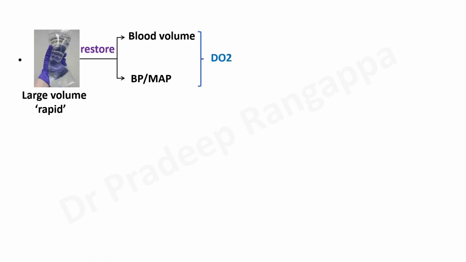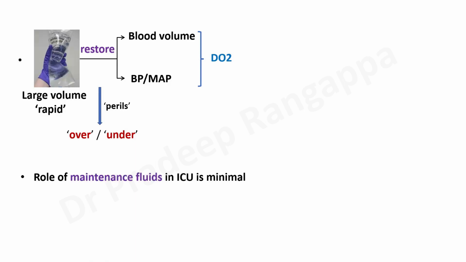Initially, when the patient comes, we give a large volume of fluid in a short period of time as a rapid bolus, and this is what we call resuscitation. This is done with an intent to restore blood volume, blood pressure, and MAP. By restoring blood volume, blood flow, and blood pressure, our understanding is that it improves oxygen delivery to the tissues and maintains organ integrity. But the perils of our enthusiasm to restore blood volume and blood pressure are that we may be overloading the patient, or sometimes we may be underloading.